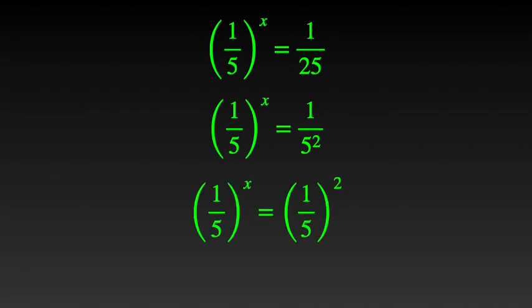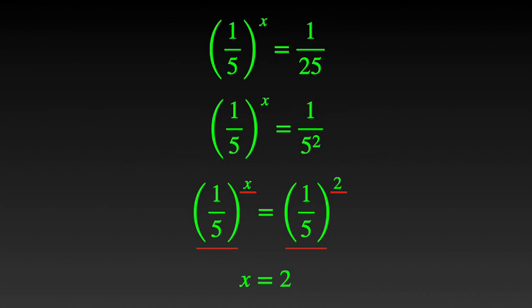Now the 2 in the exponent, we could bring it out here. And the reason for that is 1 squared is still 1, and 5 squared is 25. Nothing changed. But now the bases are the same. 1 over 5 and 1 over 5, which means that the exponents are equal. X equals 2. Therefore, our solution is 2.